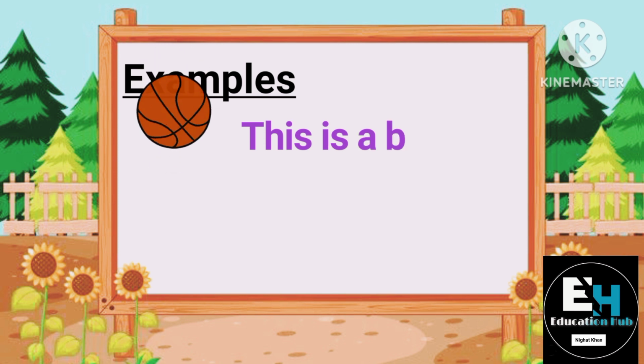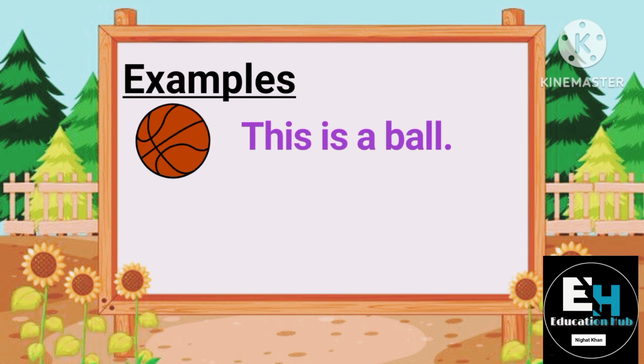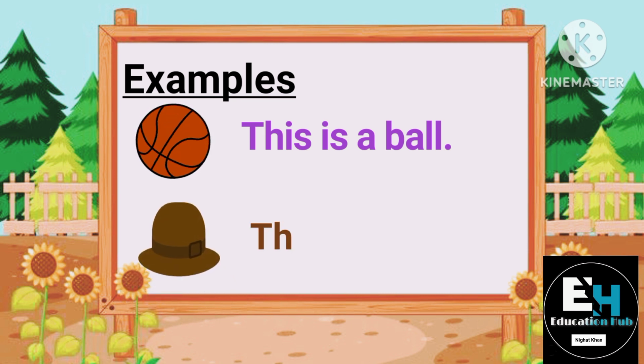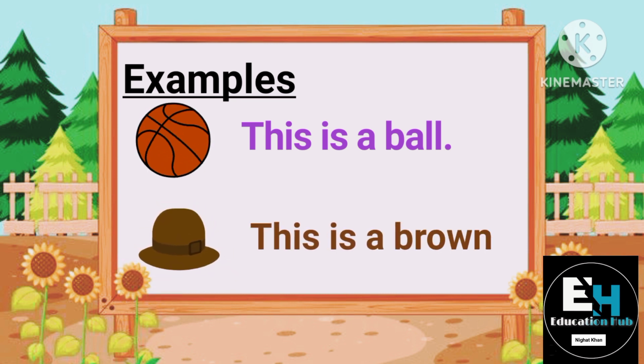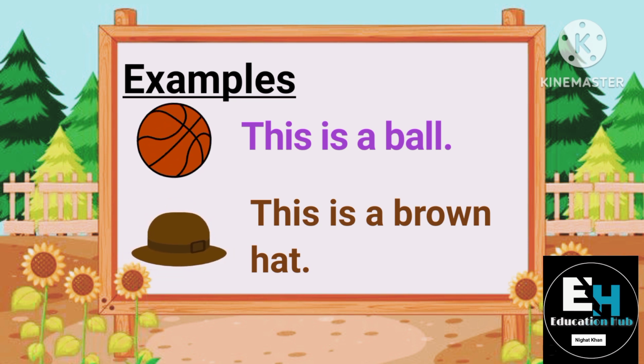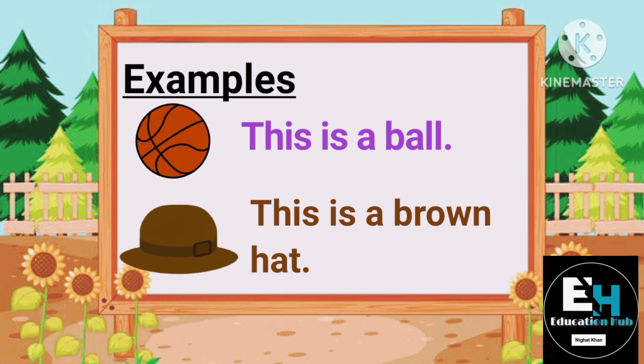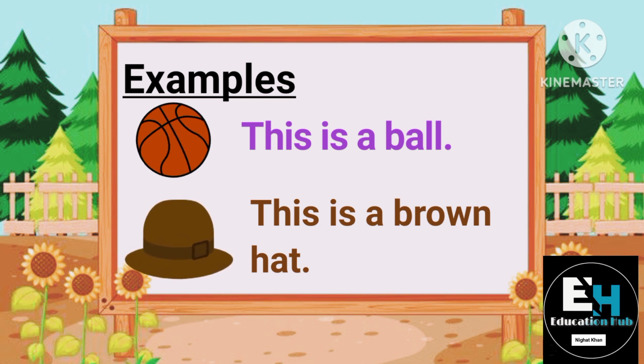There is a ball. We make a sentence about the ball, like this: This is a ball. In this sentence there are 4 words and all these words have meaning and they make a sentence. There is another picture, of a hat. This is a brown hat. Both sentences are combinations of words and they make a sentence which has meaning, a meaningful sentence.